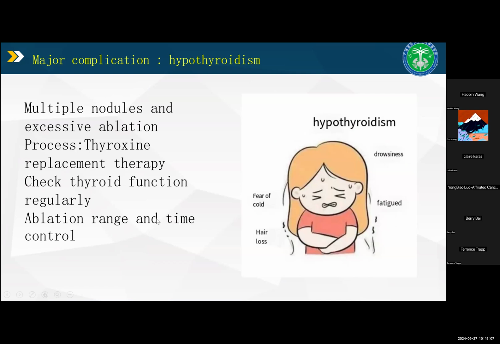Hyperthyroidism generally occurs in multiple nodules. With excessive ablation, these patients will show hyperthyroidism.